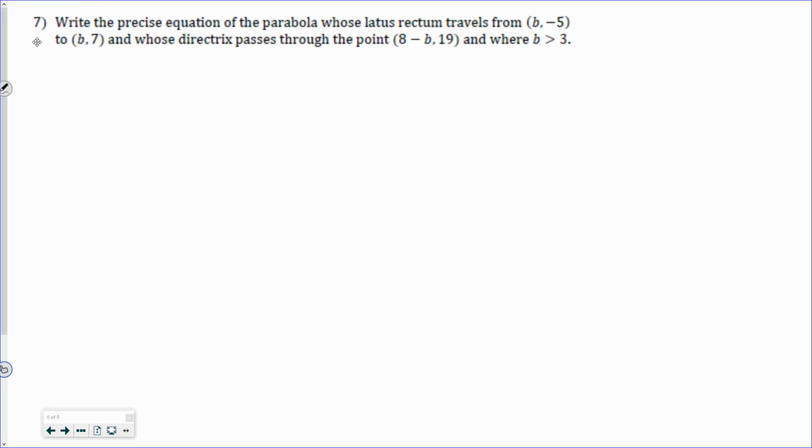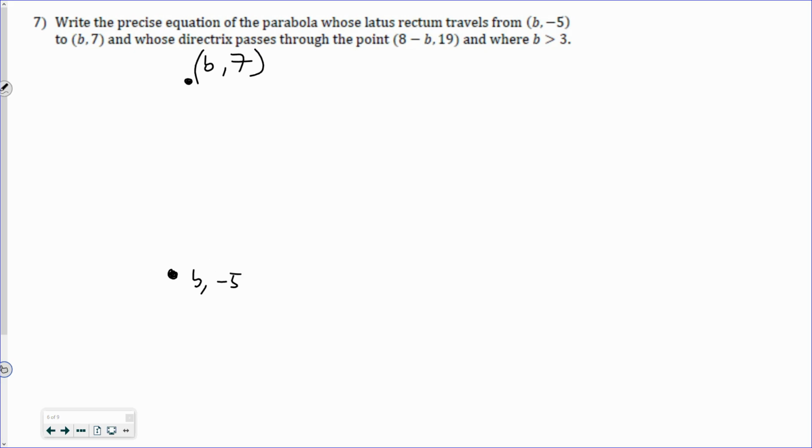So on this one, write the precise equation of the parabola whose latus rectum travels from b, -5 to b, 7, and whose directrix passes through the point 8 minus b, 19, and where b is greater than 3. All right. So for this one, I have a latus rectum of b, -5 and b, 7. So I'm going to go ahead and graph that.